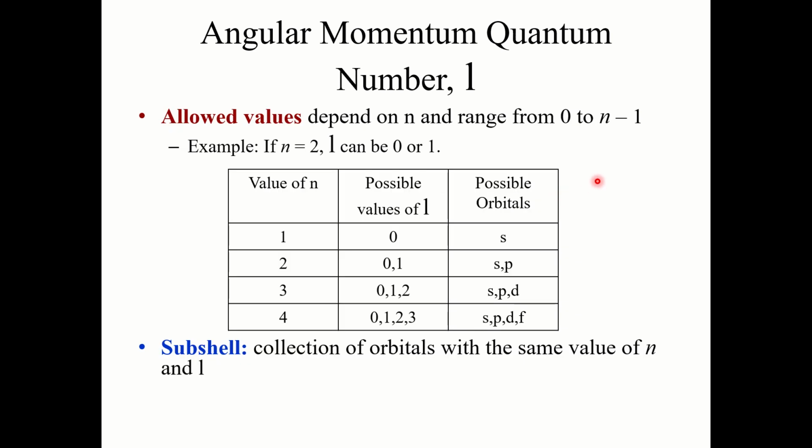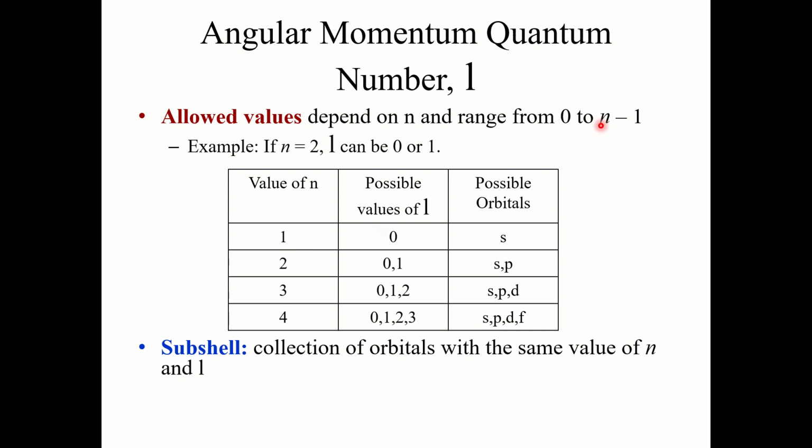Now first, I want to talk about the allowed values. The rules work a little differently for this second quantum number. The second quantum number relies on the first quantum number, so allowed values of L depend on n. The allowed values for L range from 0 up to n minus 1. For example, if n equals 1, the only possible value of L is 0, since L can range from 0 to n minus 1.